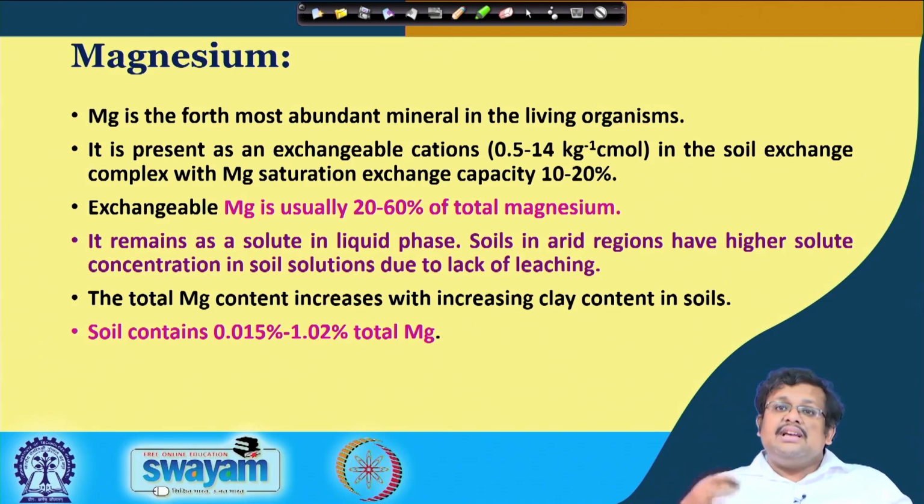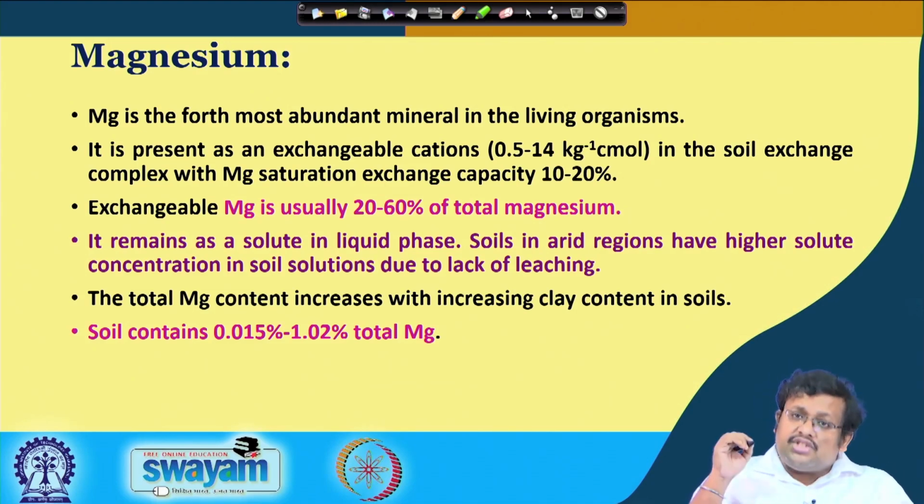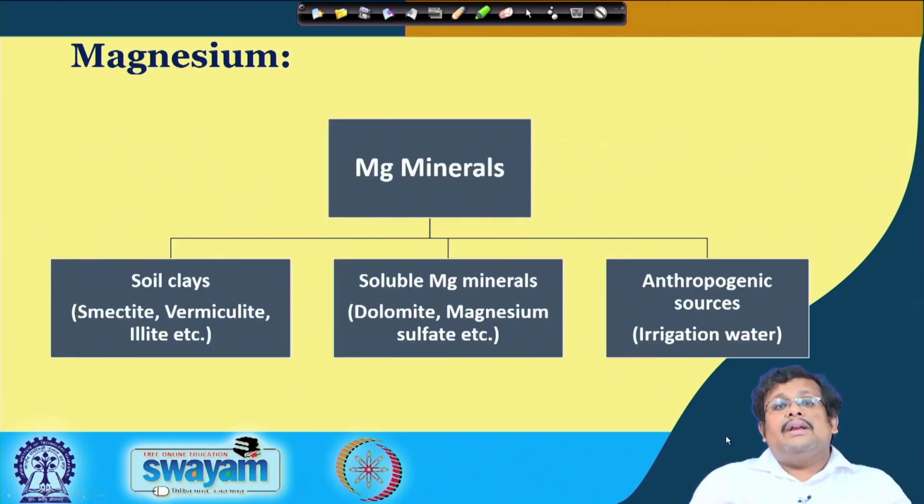So, magnesium, just like calcium, can be found in higher concentration in the arid and semi-arid regions where the evaporative demand is quite high, and the total magnesium content increases with increasing clay content in the soil, because soil clay minerals have the brucite or trioctahedral layer. Remember, this trioctahedral layer is basically occupied by magnesium ions. Now, soil contains 0.015 to 1.02% total magnesium.